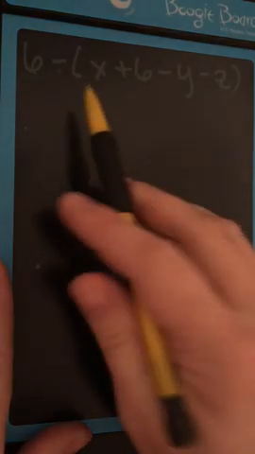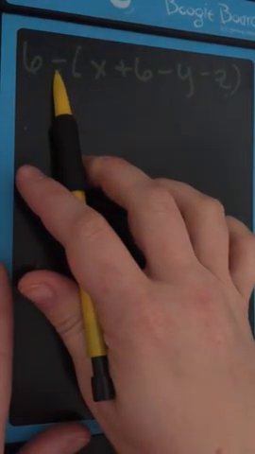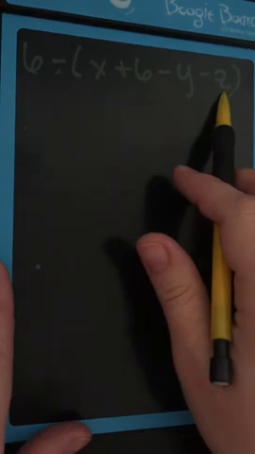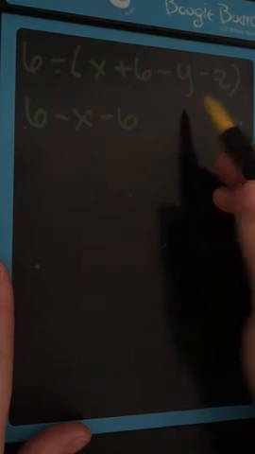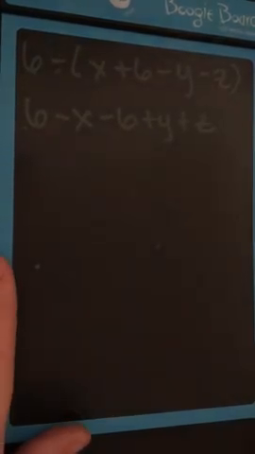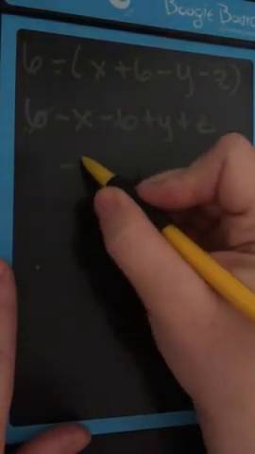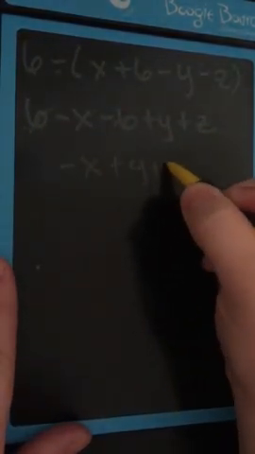The first way you can think about it is you see the negative outside of the parentheses. So you take each of these terms and you make them their opposite. So we still have 6 out here, and the opposite of x is negative x. The opposite of 6 is negative 6. The opposite of negative y is positive y. And the opposite of negative z is positive z. So we come up with, those cancel, we get negative x plus y plus z.